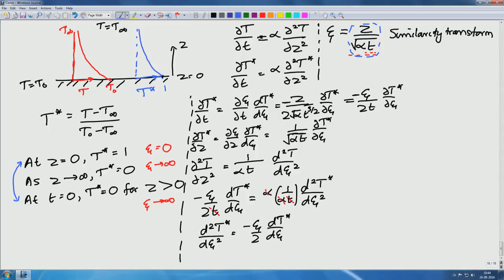So, we have posed the problem in terms of a similarity variable. The next task is to solve this equation, and that is always possible because in this case this is an ordinary differential equation, and we can actually get a solution and then find out how the temperature varies with time, how the fluxes vary with time, and so on. So, how do we solve this?